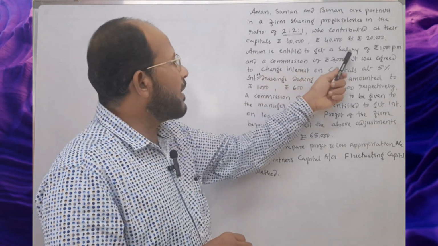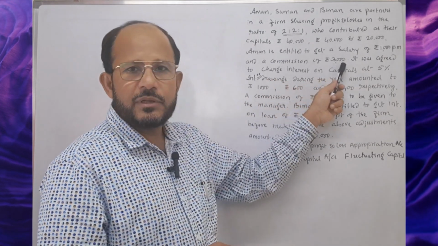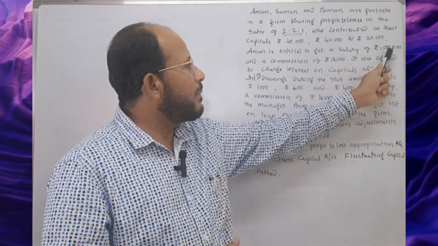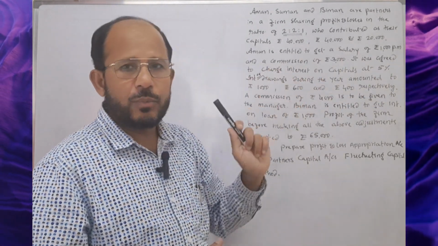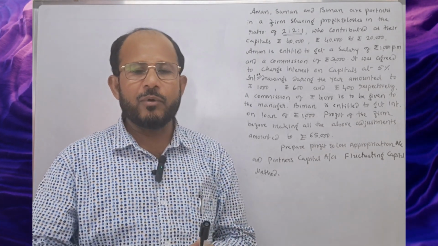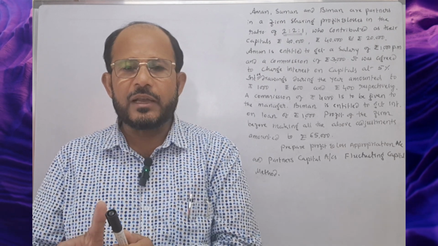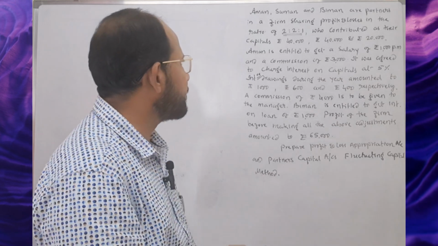Aman is entitled to get a salary of rupees 1000 per month and a commission of rupees 3000. See here, the salary per month decided by the partnership firm to give to Mr. Aman comes to rupees 12,000. This is an item of income to Mr. Aman. That is why that amount is credited to Aman's capital account and the same amount of salary is debited to profit and loss appropriation account.